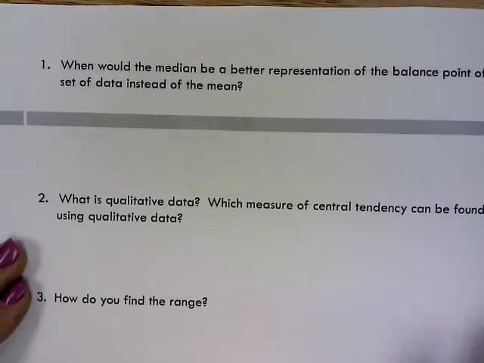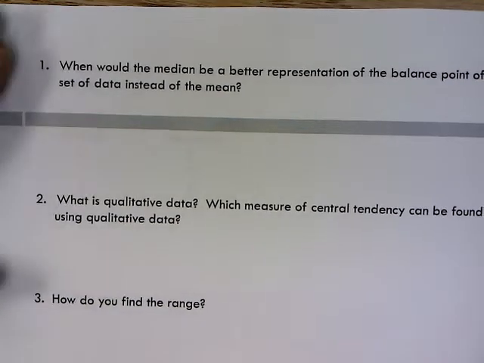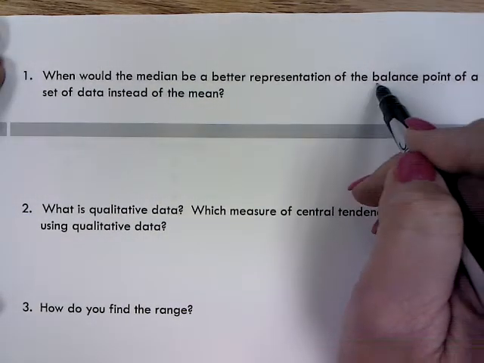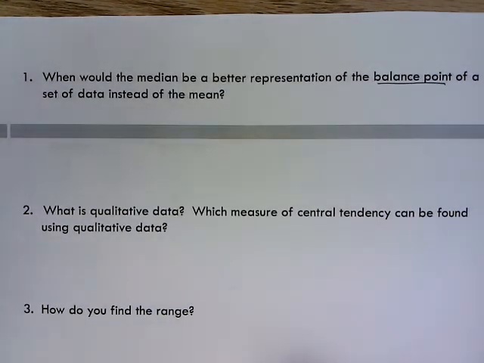Number one tells us, when would the median be a better representation of the balance point of a set of data instead of the mean? First of all, a balance point is the middle of my data. That's all a balance point is. So it's basically just saying the balance point is the middle of the data. So when would the median be a better representation of the middle of my data as opposed to my mean?